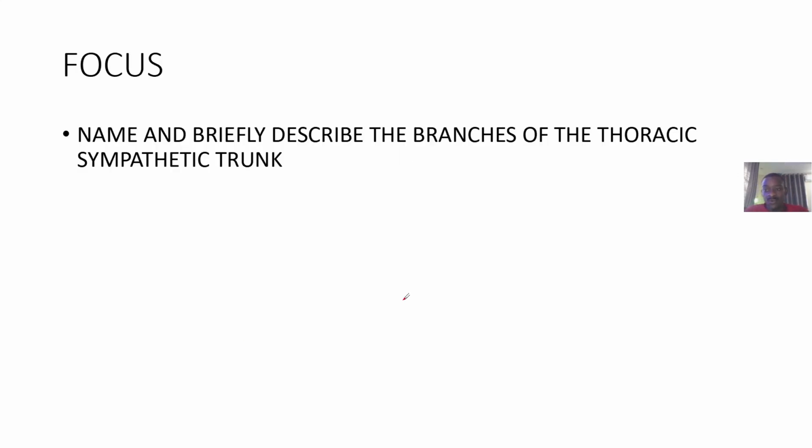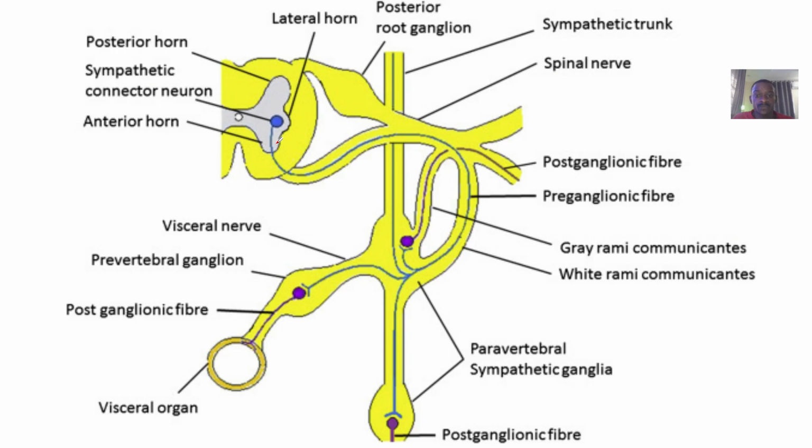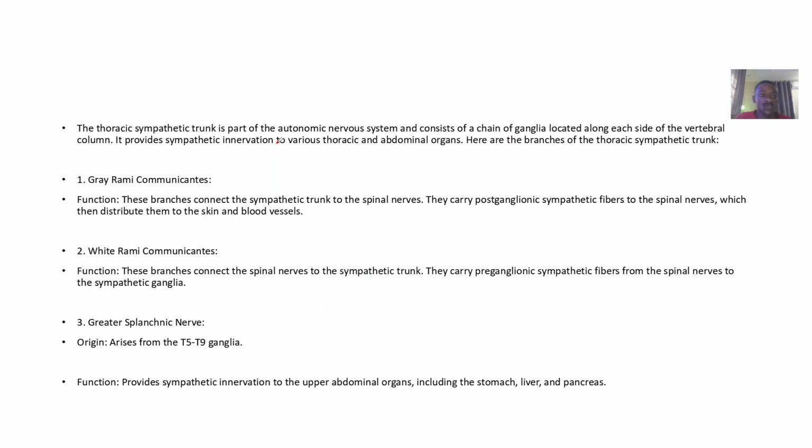So it was an exam question, and the exam question in full was: name and briefly describe the branches of the thoracic sympathetic trunk. Okay, so these are the branches here, but we'll put it in writing, right? So when we see any branch, we'll always come back.